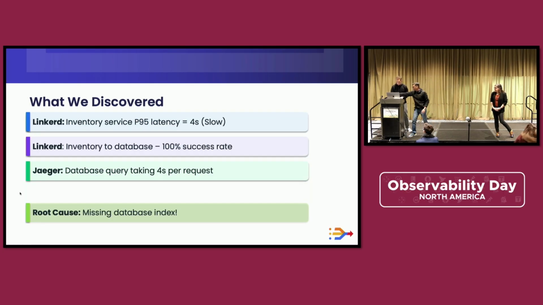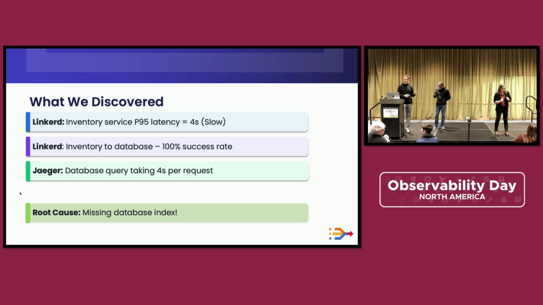So, thanks, Sandeep. Let's recap for a second what we discovered in the demo. Starting with Linkerd, we found that the inventory service had a P95 latency of more than 4 seconds, which means 95% of all requests to the inventory service were taking longer than 4 seconds. This didn't paint the entire picture though. Next, we used Linkerd to see that the inventory service to the database had a 100% success rate. So there were no failures there, but every request was slow.